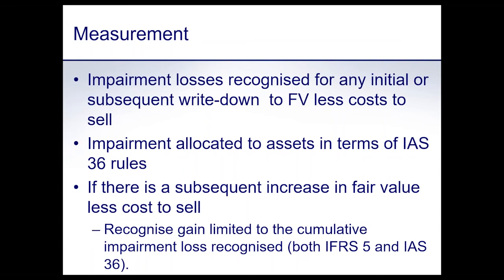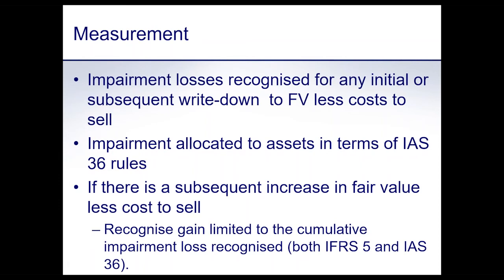If there is a subsequent increase in the fair value less cost to sell of the assets that we're dealing with, then the standard allows us to go back and reverse any impairment losses that we may have recognized to that point. But in looking at this reversal, the impairment reversal is limited to the impairment loss that we've recognized.